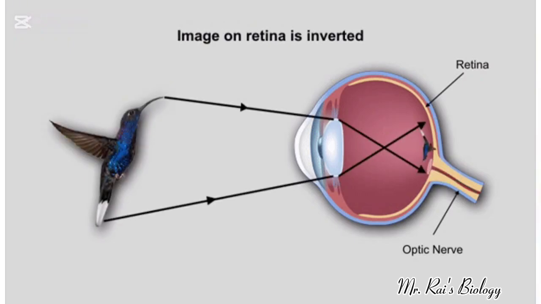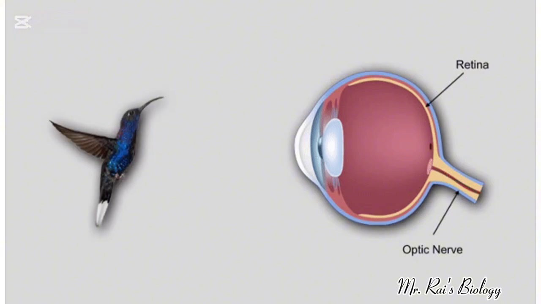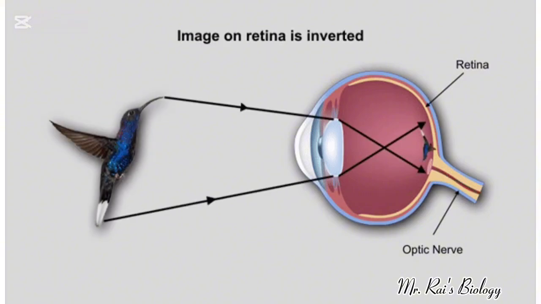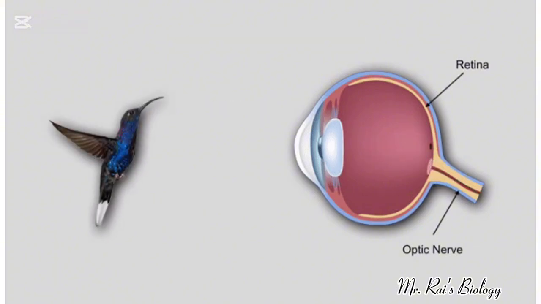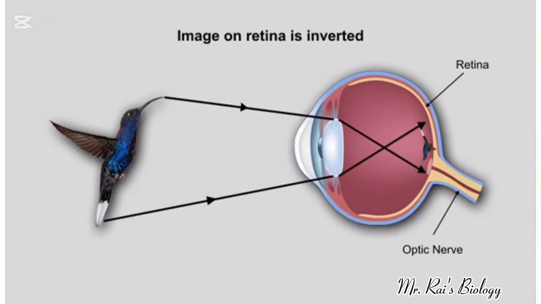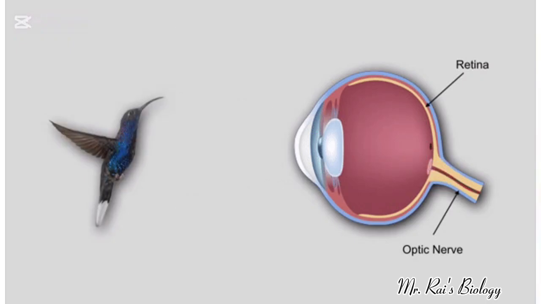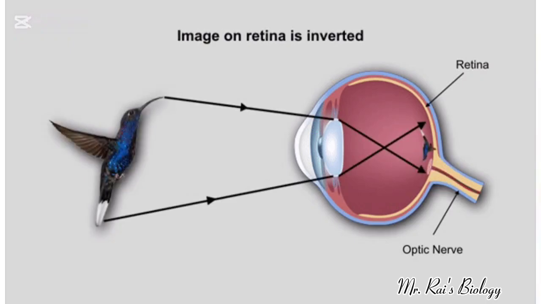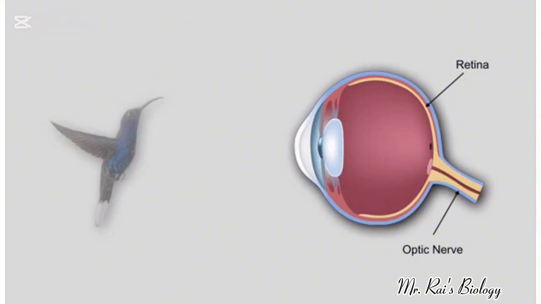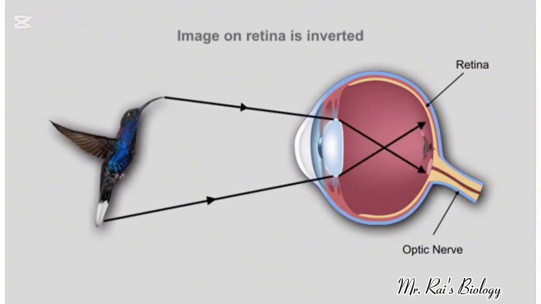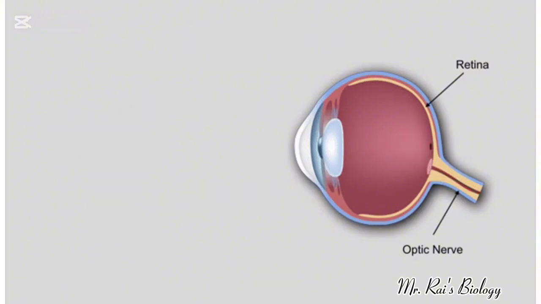Firstly, the light travels through the cornea, and after the cornea, the aqueous humor, then the iris, pupil, then the lens. The lens converts the light, and after that the light passes to the vitreous humor, then finally the light falls on the retina. In the retina the image is formed.